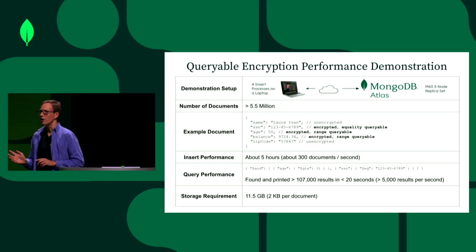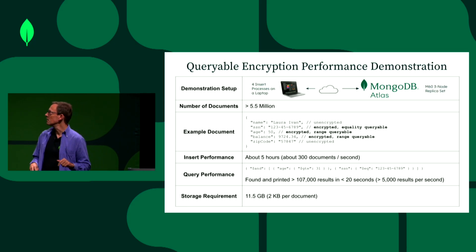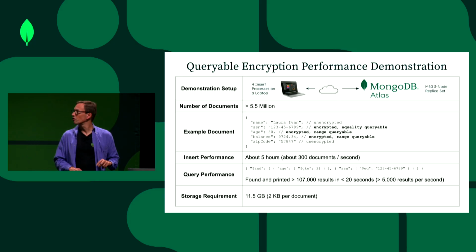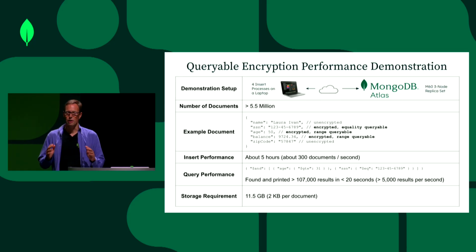This is a demonstration that I did where I set up, on my home internet connection, 1 laptop running 4 processes to a realistic cluster across the internet, an M63 node replica set, and you can see the performance: about 300 documents per second insert, with what you see there for the different query types available. So that's good. Now, that's not 5,000 documents per second because we do have to create encrypted indices on that, but it's still performant enough for most of your workloads.